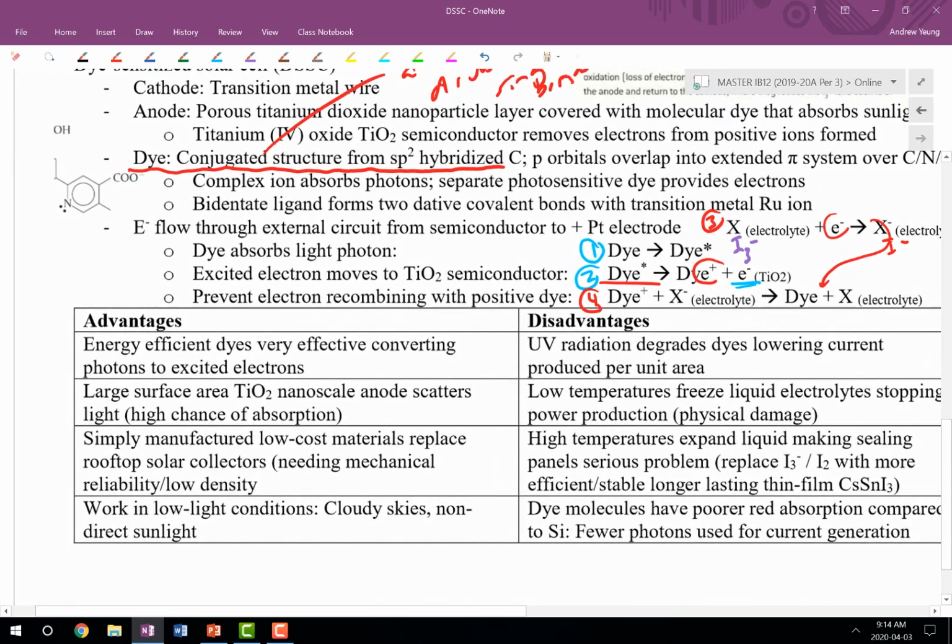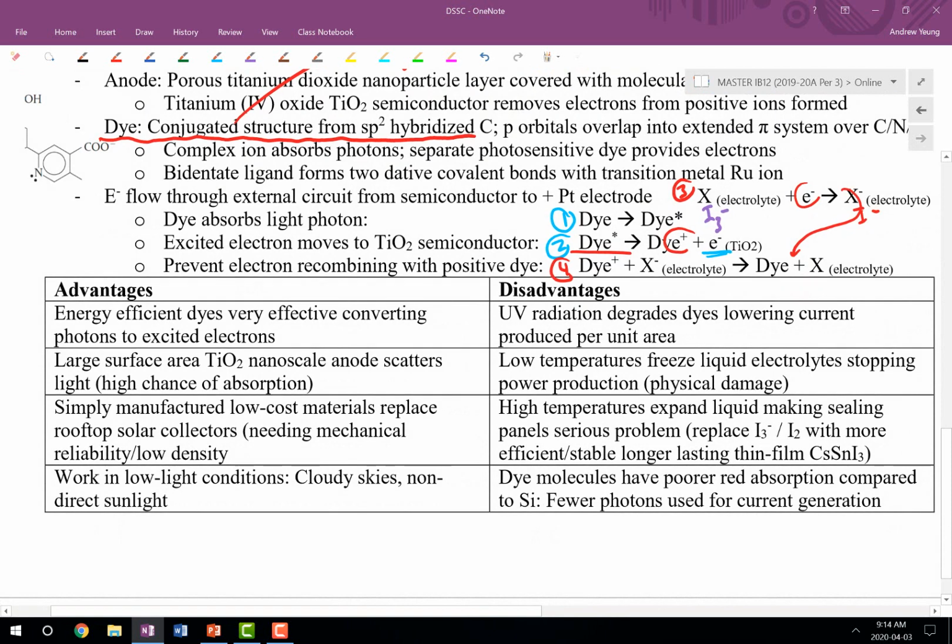This is their favorite question of theirs. Give me some advantages and disadvantages of DSSCs versus regular photovoltaics. We've already talked about a lot of this here. One that they always like talking about is the large surface area for the nanoscale TiO2. We can typically manufacture it using very low-cost materials. It's not as mechanically dependent. Works in low light conditions like cloudy skies.